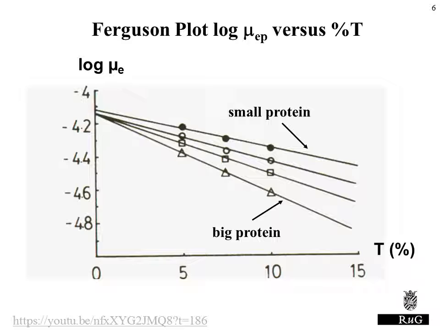And this results in the same electrophoretic mobility for all proteins, small or big, because a small protein carries less charge and a big protein carries more charge. At the end of the day, they all have the same charge density, which is the determinant for the electrophoretic mobility.